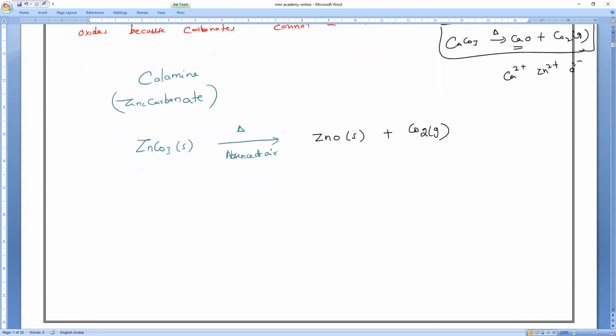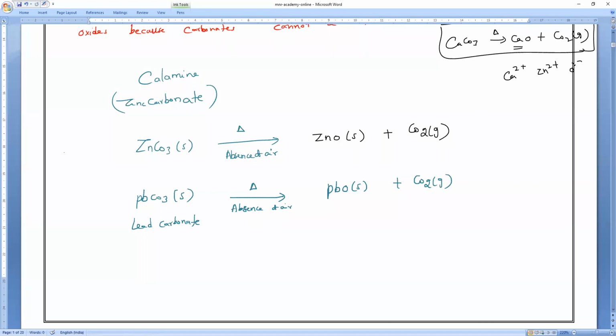Check out the list and tell me. Dolomite. Dolomite contains another formula. Let me take one more, lead carbonate. If you want to extract lead, you can write it. Lead carbonate is also heated in the absence of air. What will happen? Tell me the products. Lead oxide plus carbon dioxide.